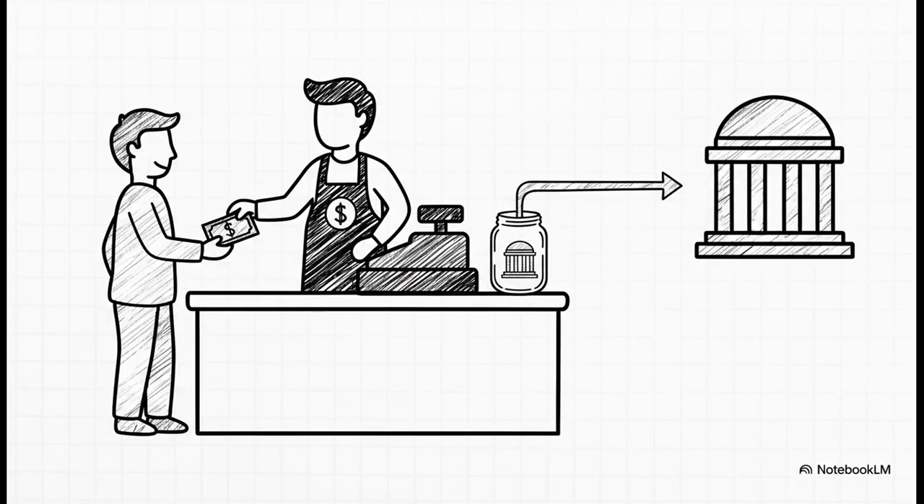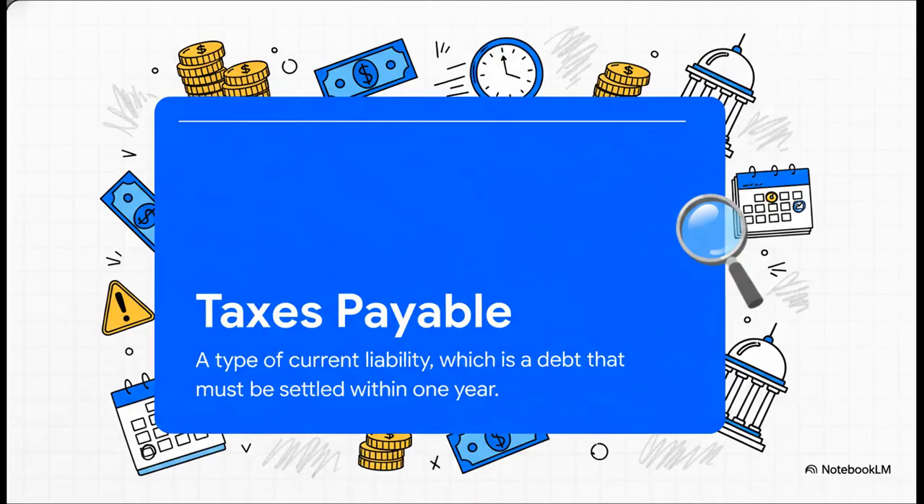Okay, last scenario, and this is one you just can't negotiate. Every time Fresh Brews sells a $5 latte, a little piece of that $5, the sales tax, doesn't actually belong to them. They're just holding on to it for the government. They're basically acting as a temporary collection agent, and at the end of the quarter, they have to add it all up and send it off to the tax authorities. This obligation gets recorded as taxes payable.